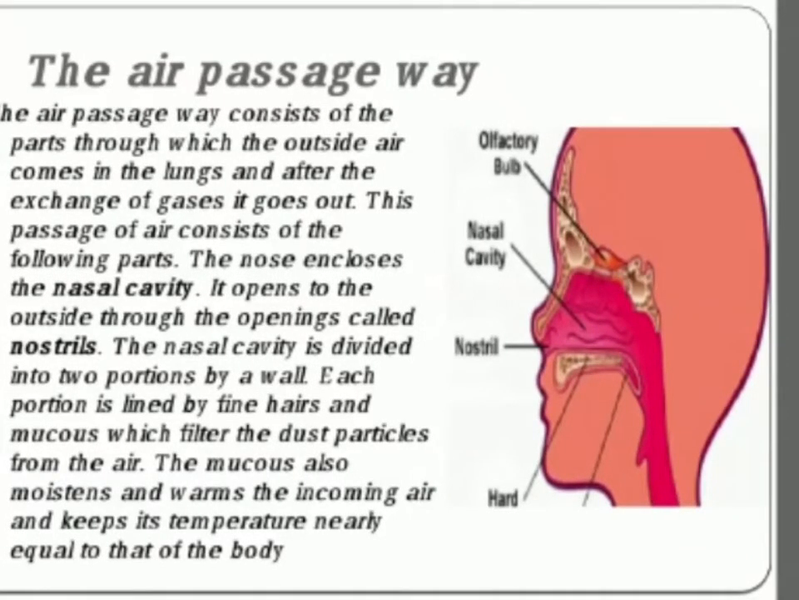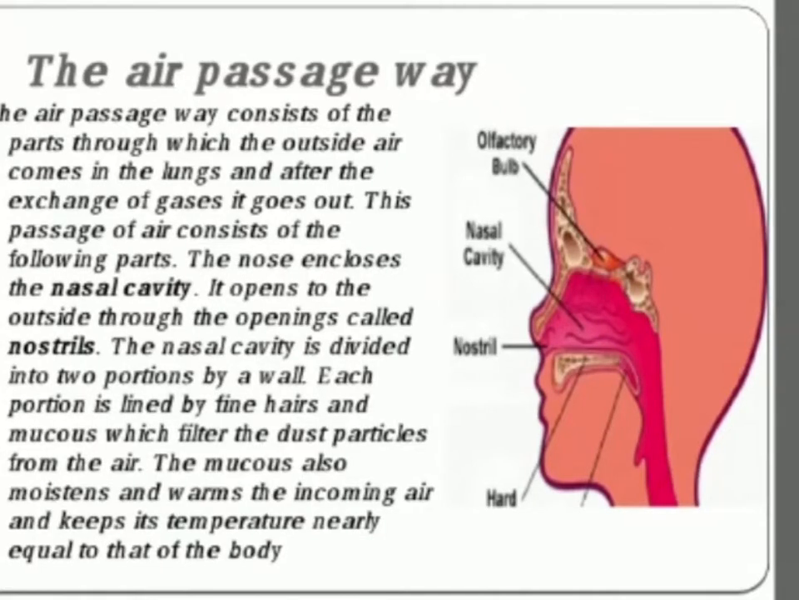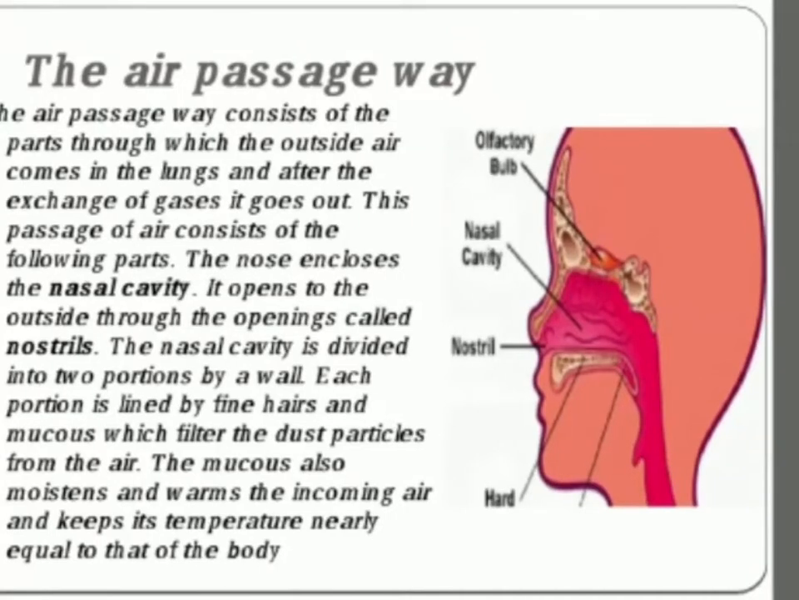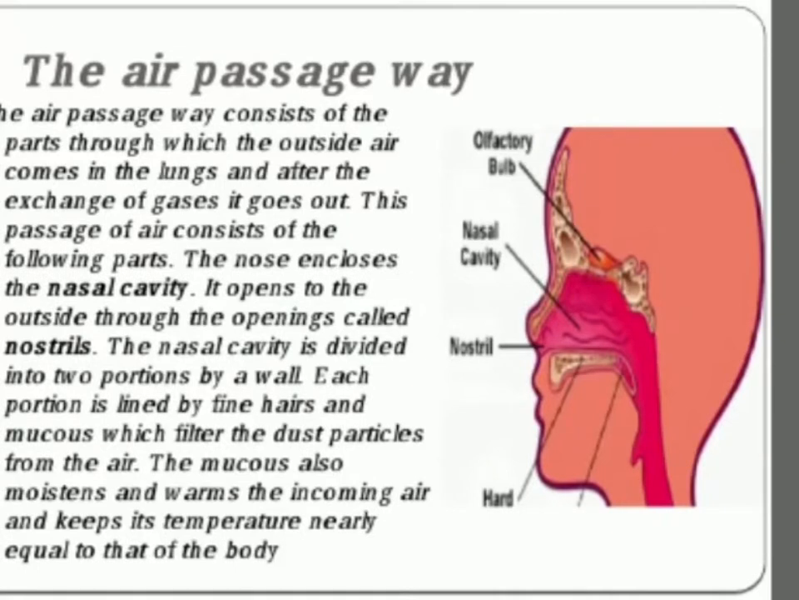The nasal cavity is divided into two portions by a wall. Each portion is lined by fine hairs and mucus which filter the dust particles from the air. The mucus also moistens and warms the incoming air and keeps its temperature nearly equal to that of body temperature.